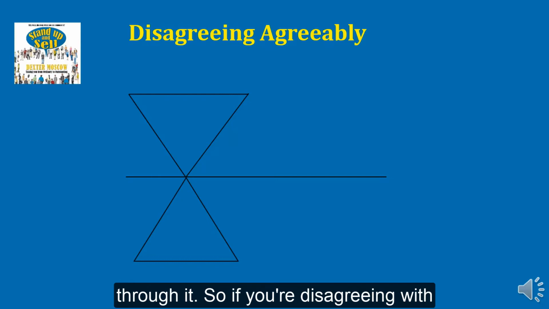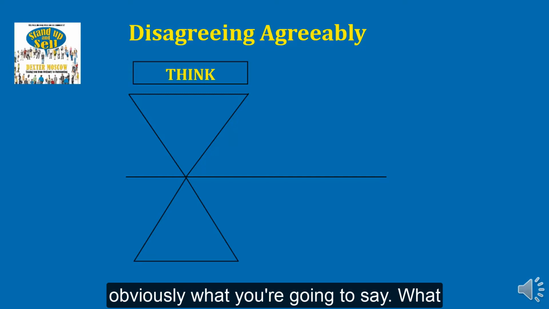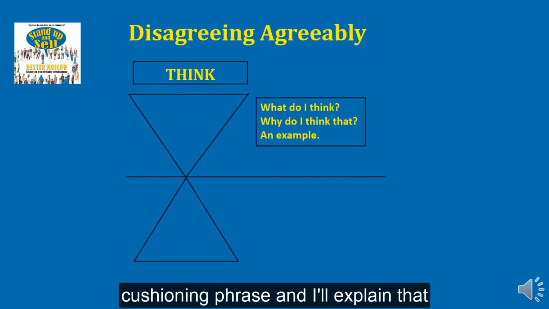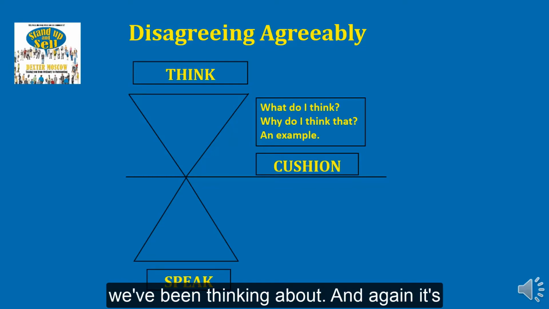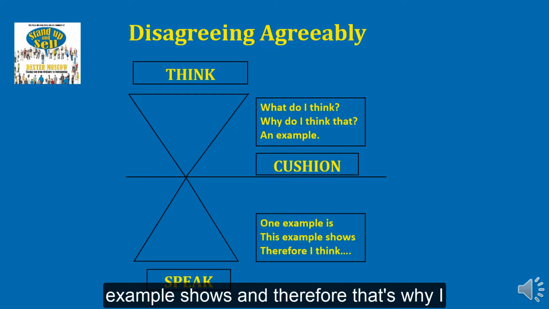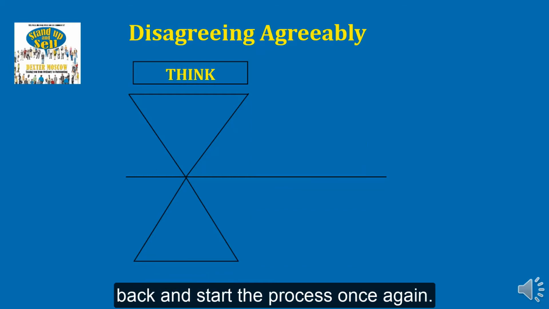So if you're disagreeing with somebody, you need to think through, obviously, what you're going to say. What do I think? Why do I think that? And to give an example. Then there has to be a cushioning phrase, and I'll explain that in a second. Then we obviously say what we've been thinking about. And again, it's in these three elements of example: this example shows, and therefore that's why I think that. So let's take it all the way back and start the process once again.